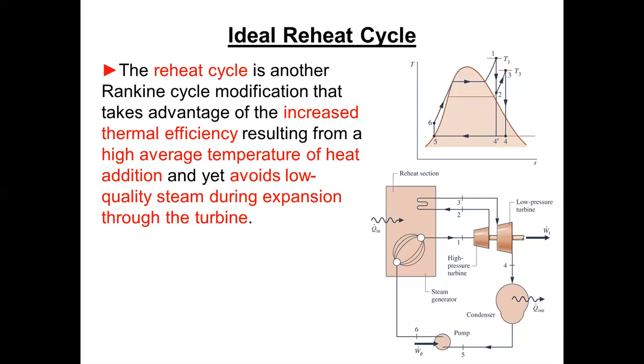A reheat cycle is another Rankine cycle modification that takes advantage of increased thermal efficiency resulting from high average temperature heat addition, and yet avoids low quality steam to damage the turbine. So what we do is, instead of buying one big turbine, we buy two smaller turbines. And we call one a high pressure turbine and the other a low pressure turbine.